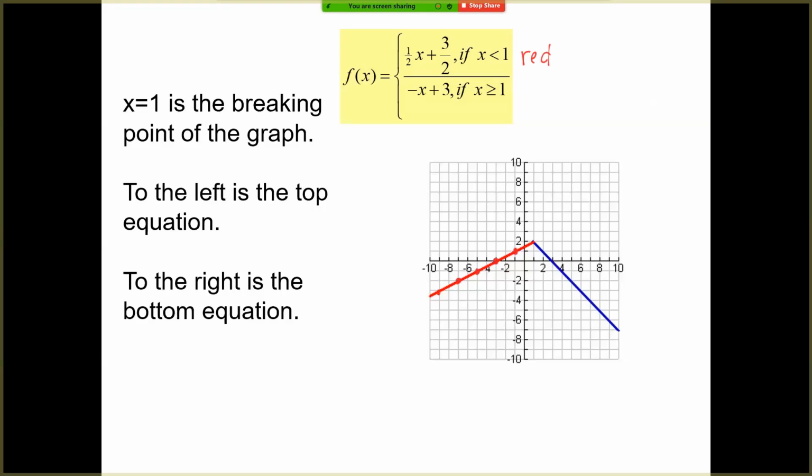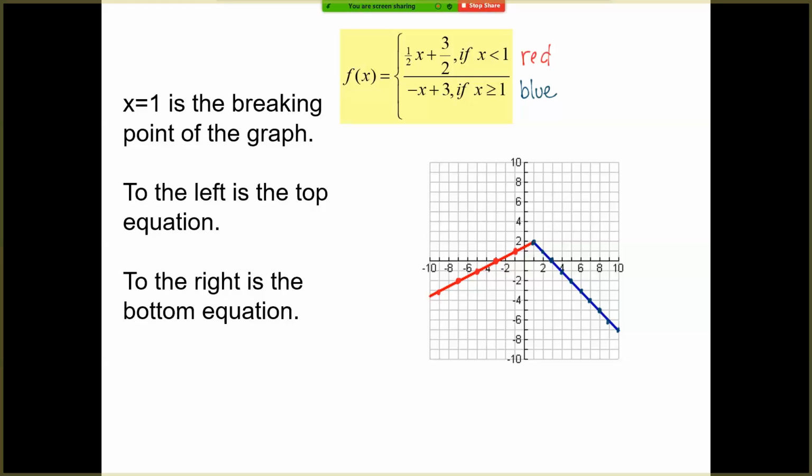The blue portion of this graph is the portion over here to the right that includes 1. So any number greater than or equal to 1, you plug into that blue equation, and it's going to give you values along it. So it's going to give you all of these points depending on what x values you plug in. You just connect them as normal.